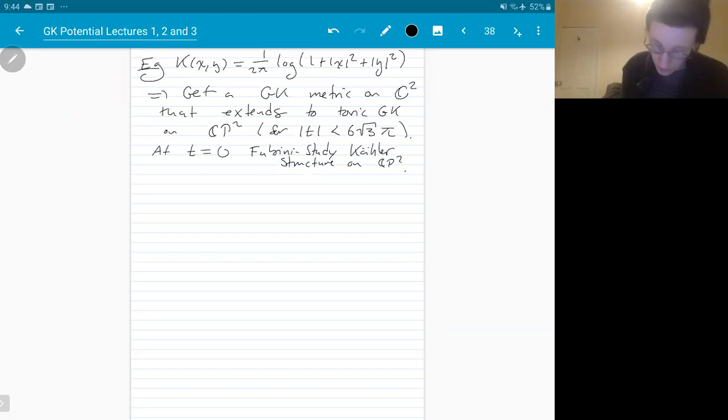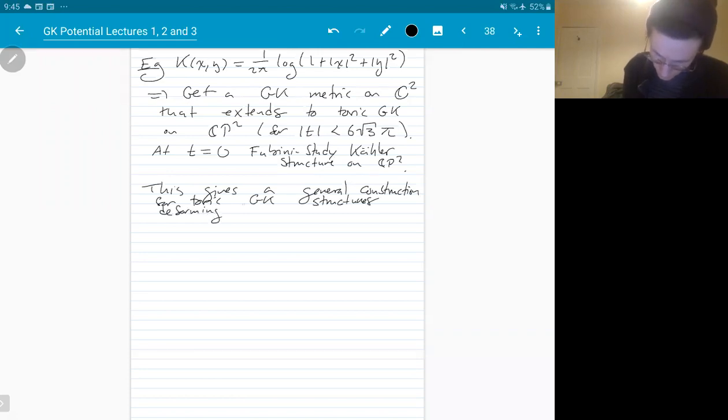So this kind of technique, you can do it with a Čech method. This gives a general construction for toric generalized Kähler structures deforming Kähler structures. So it works in general. In my thesis, I analyzed the positivity of the metric in the case of surfaces. When you go up in dimension, it just becomes more difficult to analyze the positivity.